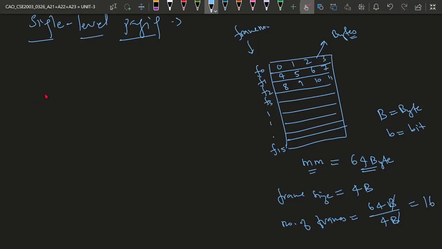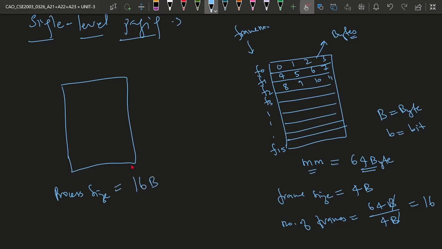Next we will be considering a process. Suppose a process is there. Because we are considering single level paging, we consider the process to be of smaller size. So for simplicity, considering 16 byte as the size of the process. So 16 byte is the process size.